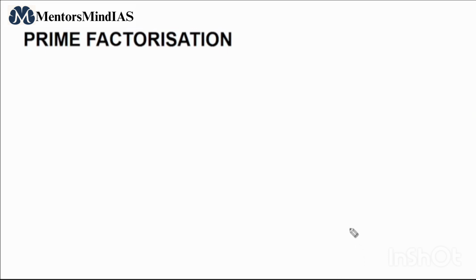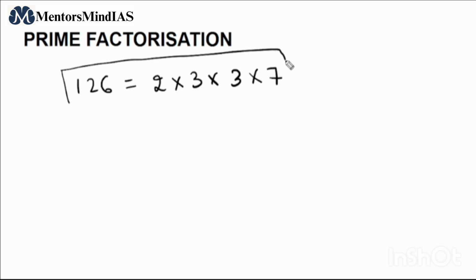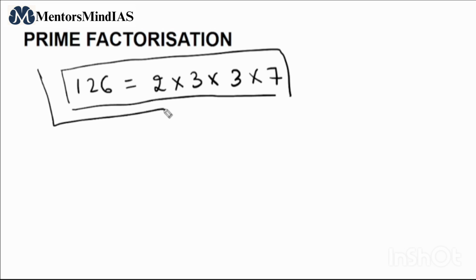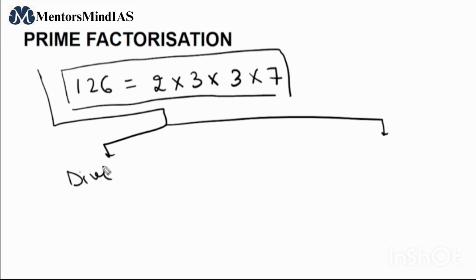For example, say you have a number 126. It can be written in the form of these prime factors: 2 into 3 into 3 into 7. This is the prime factorization of 126. How can we do this prime factorization? There are two methods of doing it. The first one is the division method, and the second one is the factor tree method.